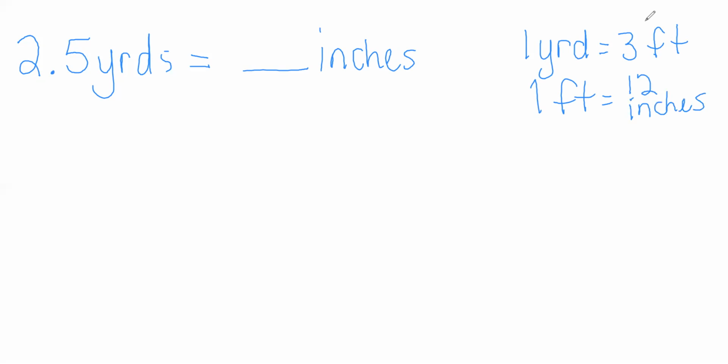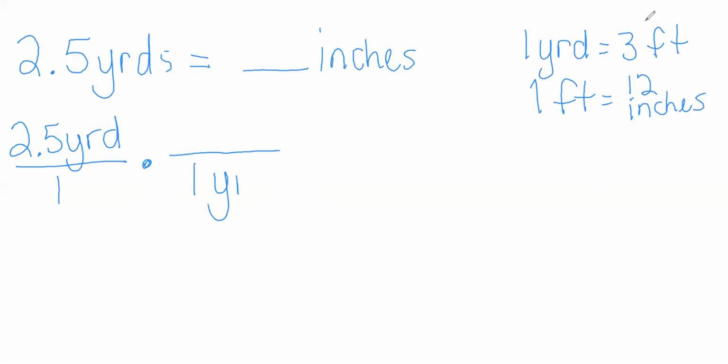All right, so start with what you're given, 2.5 yards. And again, my preference, I like to put that over 1. And we got to multiply it by something. And in this case, we want to get rid of our yards. So we're going to put our yard on the bottom. And what did we say 1 yard equals to? It equals to 3 feet. That allows us to cancel out the yards.